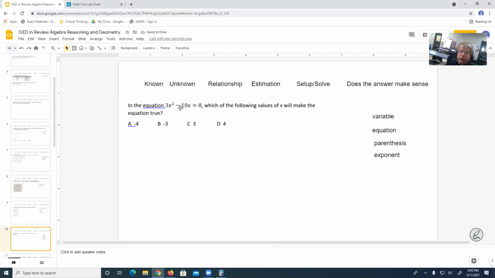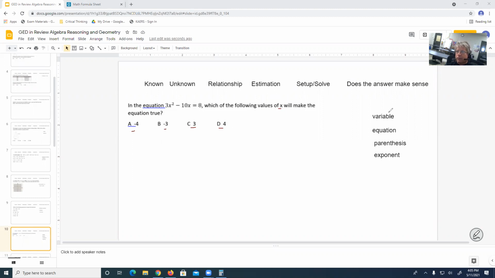So number 10, we have this equation, 3x squared minus 10x equals 8. And it says, which of the following values of x will make the equation true? So the only way I know how to do this is they're actually giving me the values of x down here. They're giving me 4 different numbers to try for x.